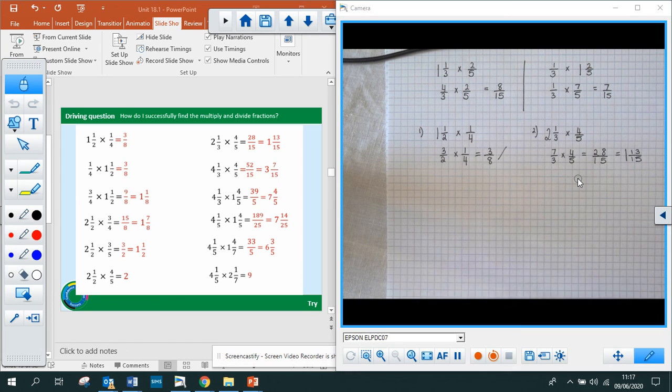And then that's the end of our session today. The next session will continue with dividing fractions, and then we will be continuing on, okay? So well done if you got that today.